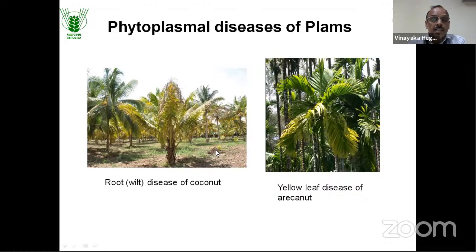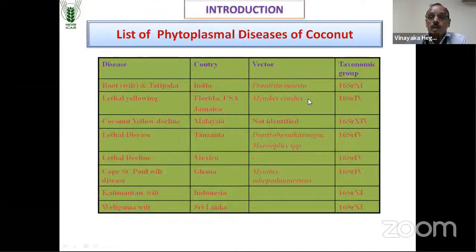Later, many palm diseases which were of unknown etiology, such as coconut root wilt, were studied. In case of root wilt, during the 1880s, due to floods in certain parts of southern Kerala, it was noticed that some of the coconut palms started showing wilting type symptoms. For many years the cause of this disease was not known. Later, it was found that it is caused by phytoplasma.